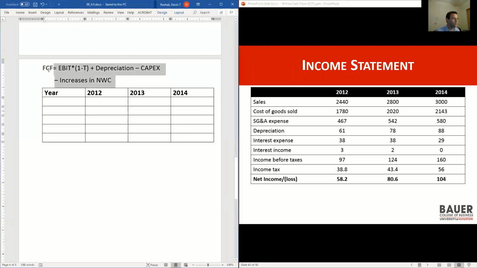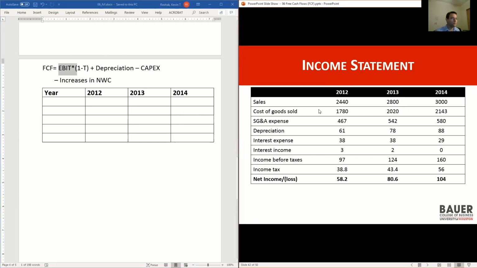We're going to walk through this formula as carefully as possible to calculate the free cash flows for 2013 and 2014. So where should we start? Well, kind of a natural place is with EBIT. That's the first thing in our equation. How are we going to get the EBIT? Let's do it for 2013.